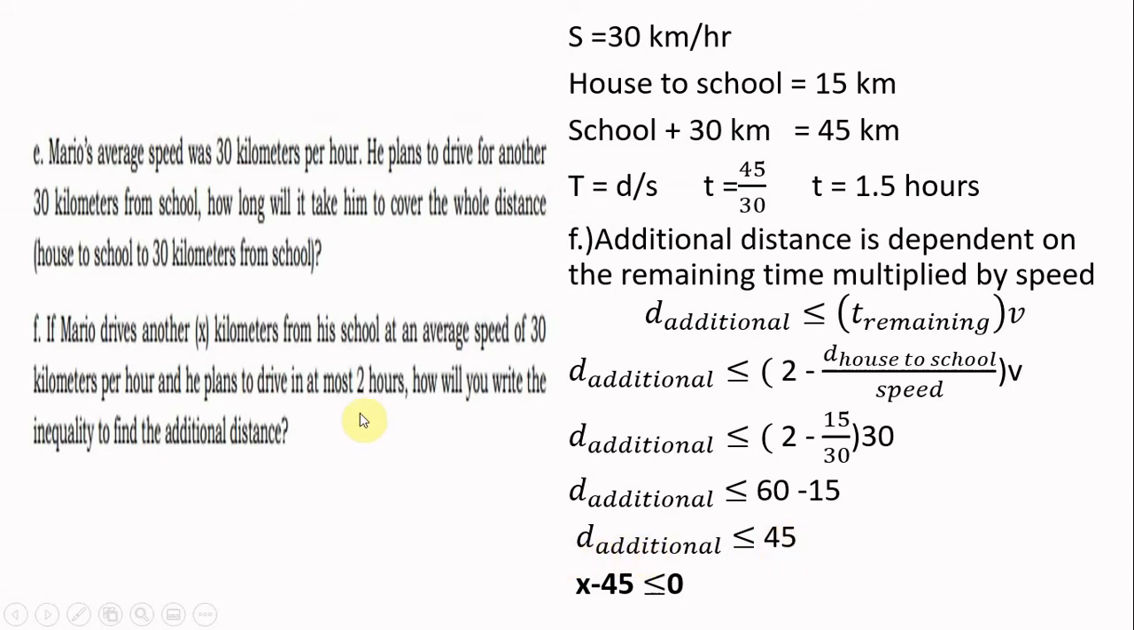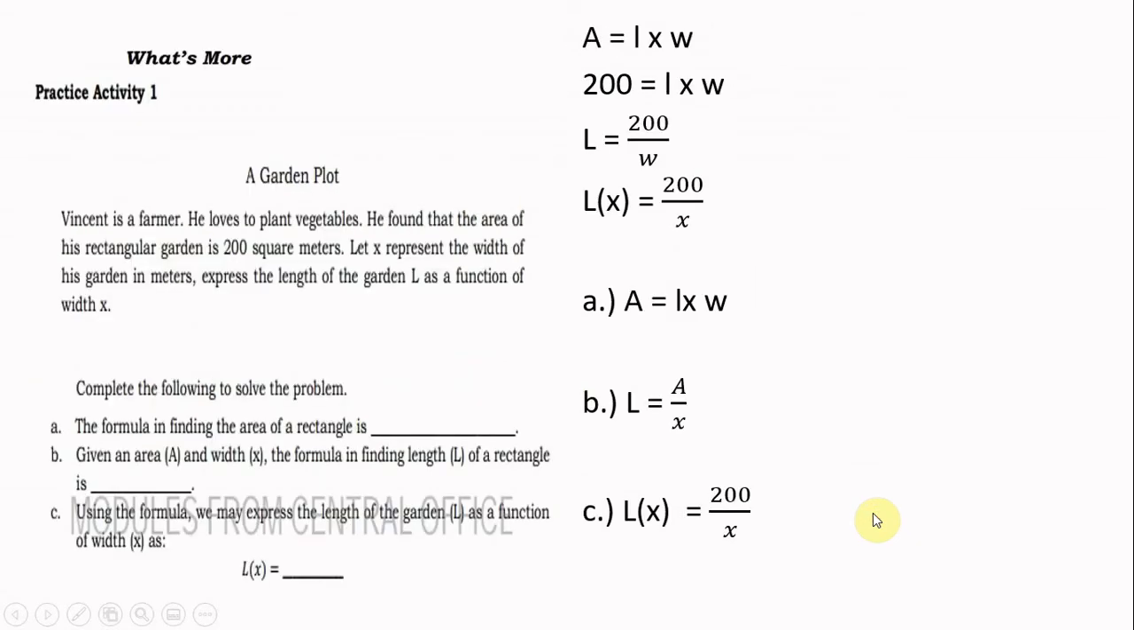Okay, we are asked to replace additional distance by x. So if Mario drives another x kilometers from his house, therefore replace additional distance by x, transpose 45 to the left side, that becomes negative 45. So our inequality is x minus 45 is less than or equal to 0. Okay, next.